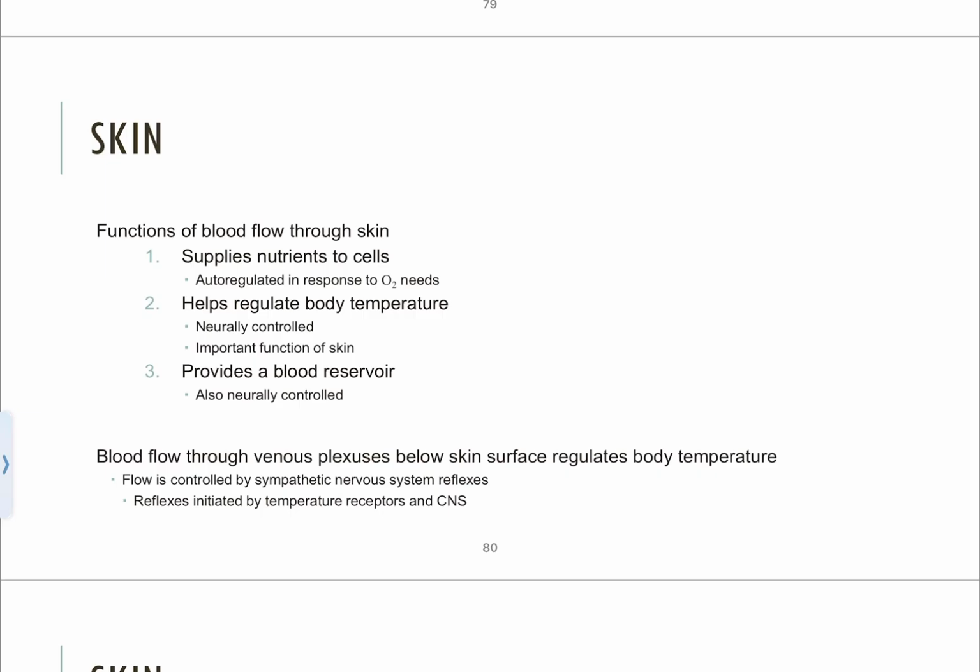Another function of skin is to help regulate body temperature. For example, if our temperature gets too hot, we can sweat to help cool our body. If our body temperature is too cool, we will activate our muscles to cause us to shiver to help warm up our body. So our skin plays a huge role in the homeostasis of our body temperature. And like I mentioned previously, it holds about 5% of our blood volume, so it is considered a blood reservoir for our body.